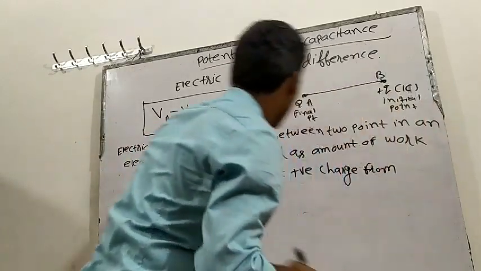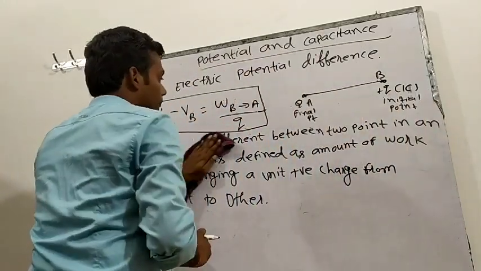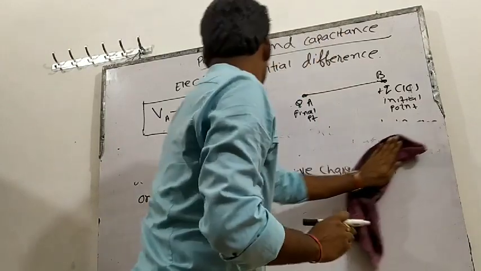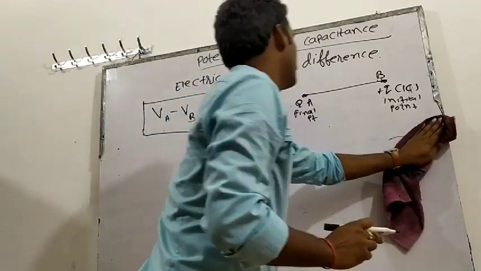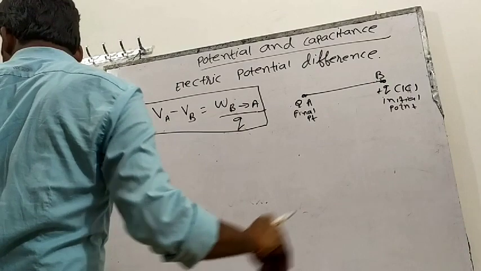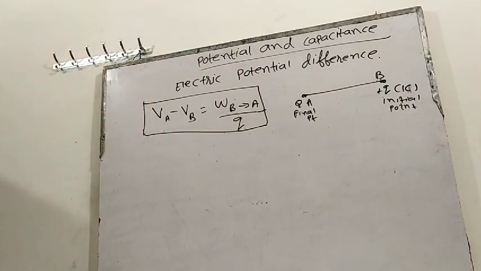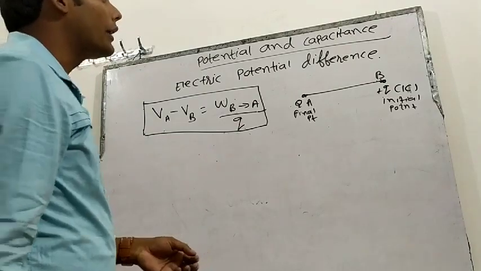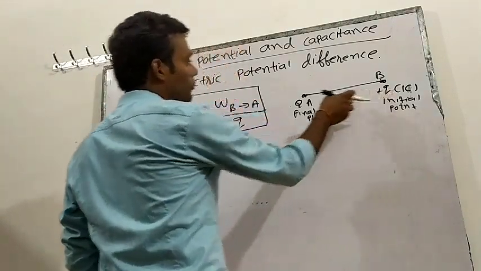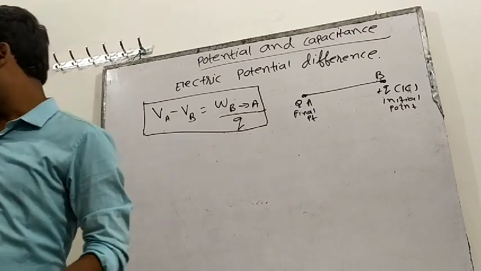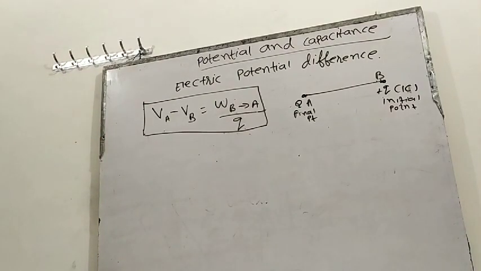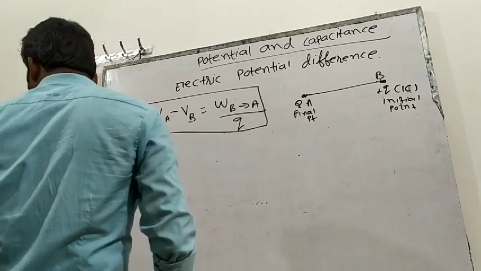Now understand something more in this. What was the definition of electric potential difference? The electric potential difference between 2 points in any electric field is defined as the work done in moving a unit coulomb charge from one point to the other point. That is known as electric potential difference. Clear? Okay.